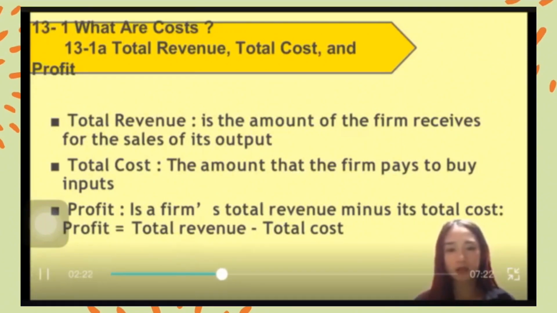So how can we get the total revenue? It's very easy, right? It's just the quantity of output the firm produces multiplied by the price at which it sells that output. For example, Caroline produces 10,000 cookies and she sells them at $2 per cookie. So her total revenue is $20,000.